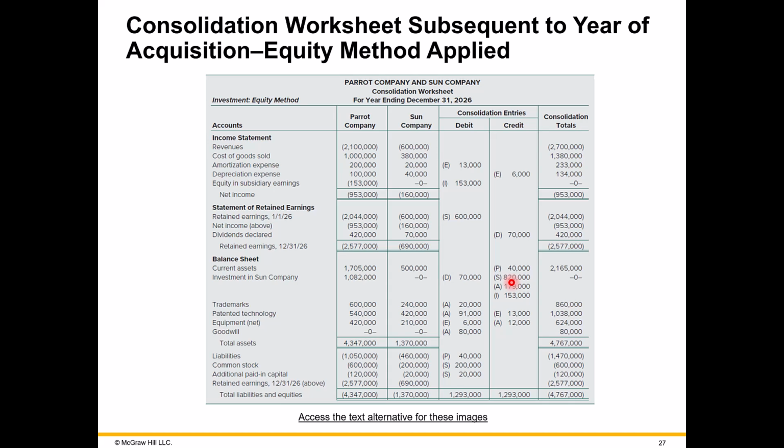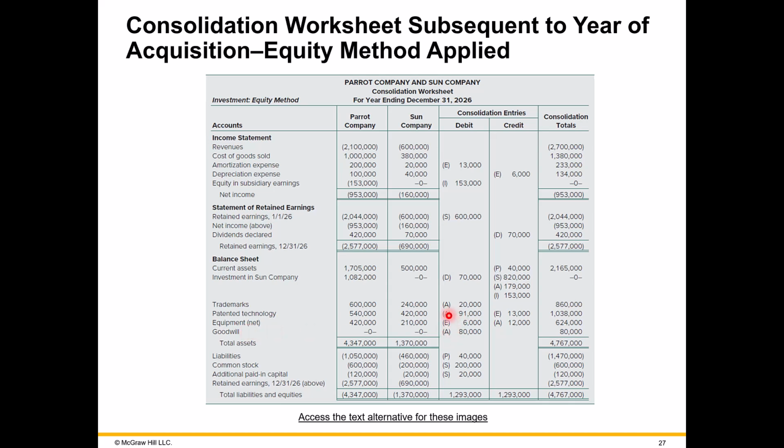And then the second entry is A, to update the excess costs of these assets at the time we bought the subsidiary. The trademark and goodwill, A here 20 and A here 80, is still the same as we had seen back in 2023. It hasn't changed in the totals down here because we don't amortize the trademark or the goodwill. Of course, they're subject to impairment, and we'll cover that at the end of this chapter.